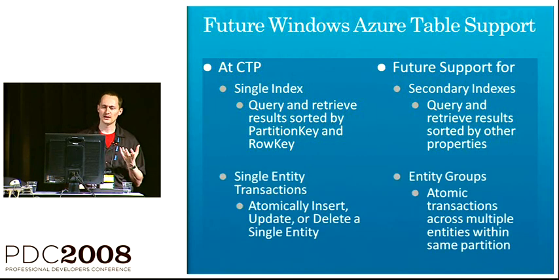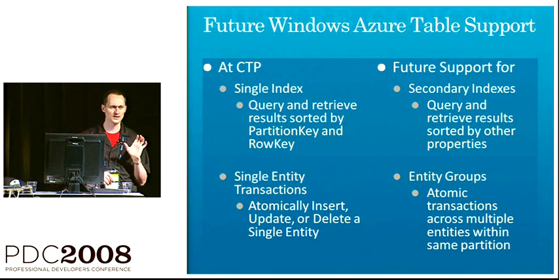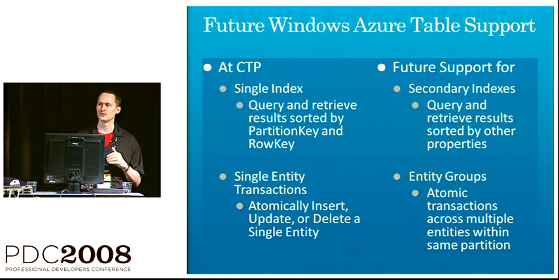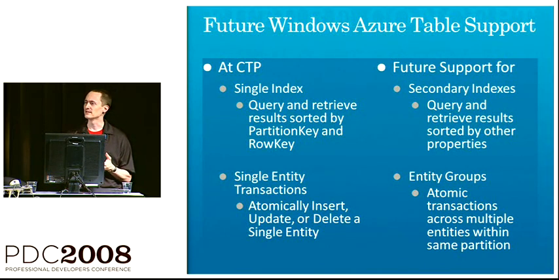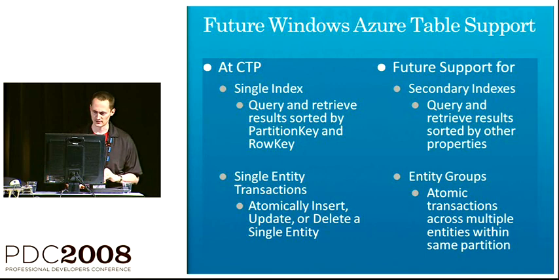Another future feature is that what we provide for the CTP is ACID transactions for single entity insert, updates and deletes. So we provide strong consistency for these insert, updates and deletes for an entity. In the future, we'll be providing what we call entity groups. So this allows you to do atomic transactions over multiple entities within the same partition. So with an entity group, this will allow you to do multiple inserts, updates, deletes, or combinations of those across entities if they all have the same partition key value. And that means they're in the same partition. And so this will be coming later next year.